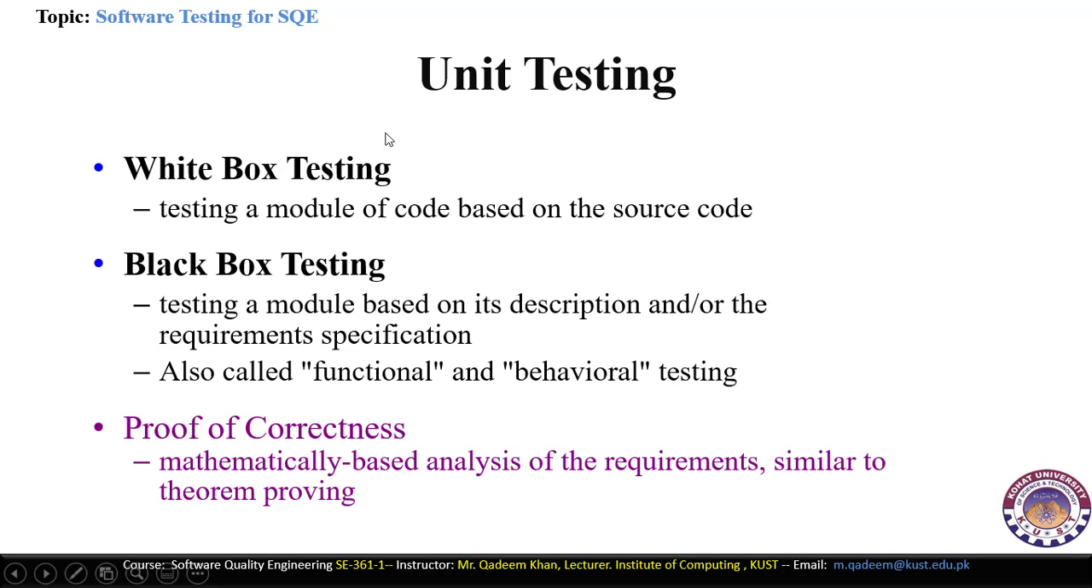Now unit testing. In unit testing, we perform either white box or black box testing. We perform both white box and black box testing. In white box testing, the modules are tested based on some input and output, based on the source code. We test the program statements of the modules, so that all the program statements are executed thoroughly. While in black box testing, we test the system based on its functions, based on its input and output.